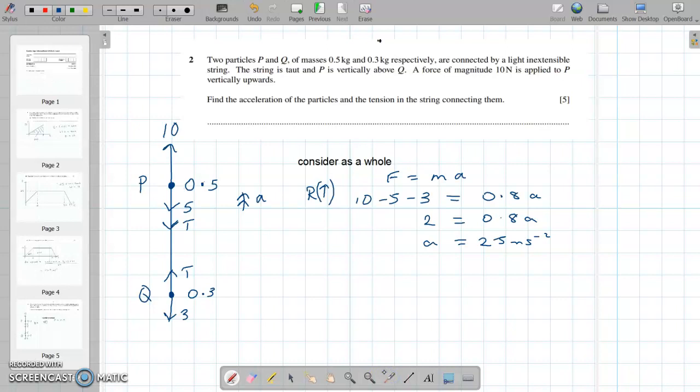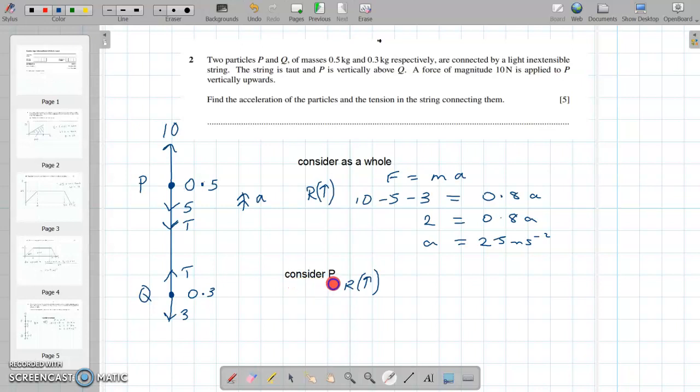To find the tension, we can't consider the whole system, because if we do, the T's will cancel out. So we either have to consider P or we have to consider Q. It really doesn't matter. In some ways, Q is the simplest one. I'll demonstrate it considering P, but you'll get exactly the same tension. Now do put your notation in and say what you're doing. If you do make mistakes, the examiner can look back and give you credit.